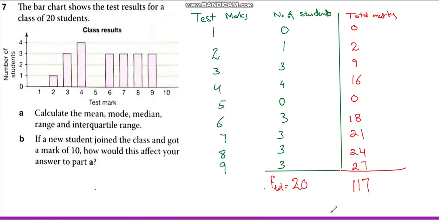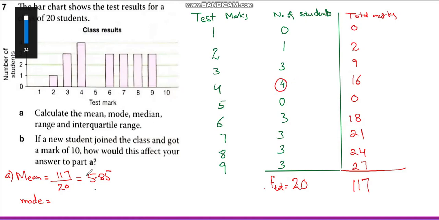Now to find the mean, we divide 117 by 20 and we get 5.85. It means on average, students got 5.85 marks. But when we calculate the mode, which is the most frequent number, the highest frequency is of 4 marks, meaning most of the students got 4 marks. So the mode is 4.